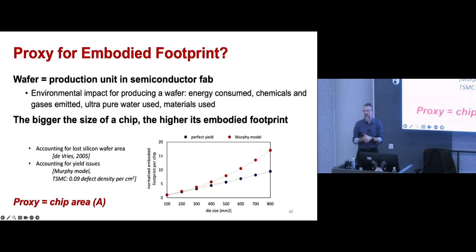It's a process called binning. So even though the red curve would be very pessimistic, I think in reality we are closer to the blue curve. But still, there are some losses because of yield.